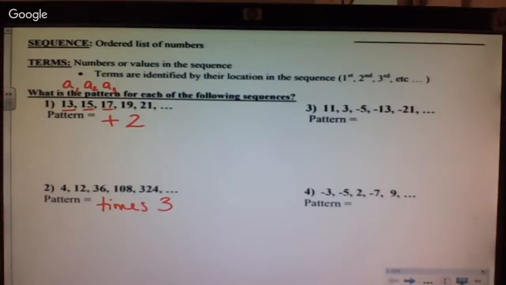Take a look at number 3. I'm going from 11 to 3 to -5 to -13. That's -8. Whoa, that one went kind of funky. See if you can figure out number 4. Multiply. That was 3-ish. Number 4 is kind of special.